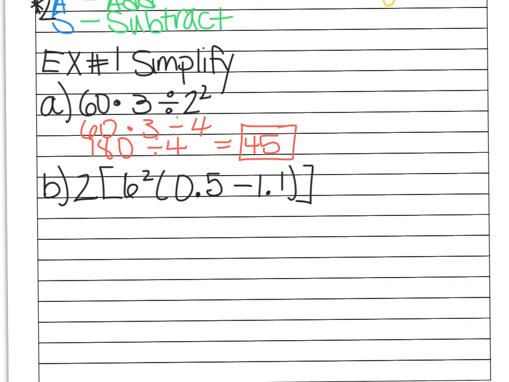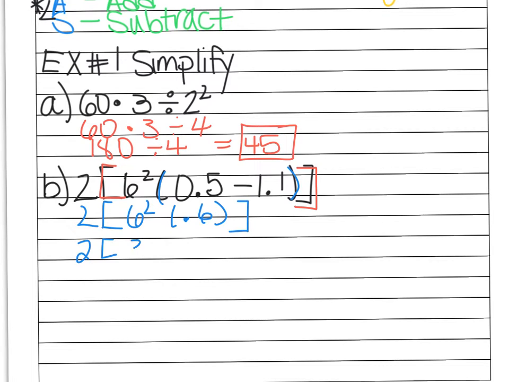Let's look at B. We have some brackets here and parentheses. So we're going to look at just these brackets first and not worry about that 2 for a little bit. We're going to do order of operations inside those brackets. So I'm going to look at the parentheses here first. I have 0.5 minus 1.1, which will give me negative 0.6. And I still have that 2, and I still have 6 squared. So now we've dealt with our parentheses first, and now we're going to move on to our exponents.